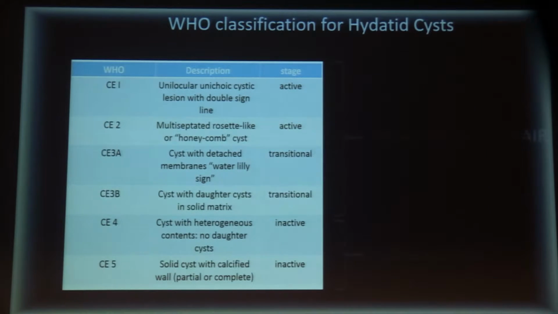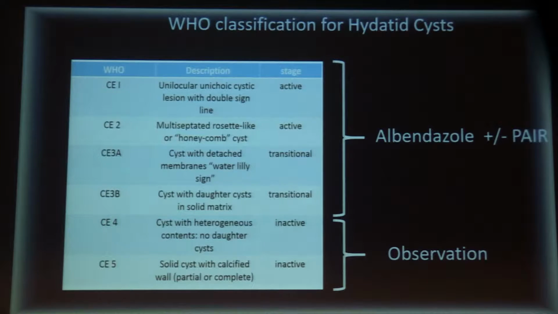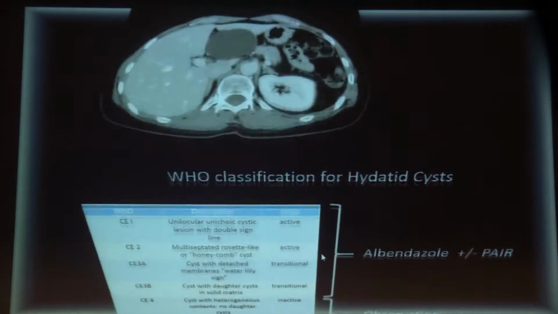Now, it is very important to divide the appearance of these cysts, because this will help you in deciding when these need treatment or not. Treatment is reserved for categories 1 and 3, and these more solid appearing and calcified cysts may only need observation.